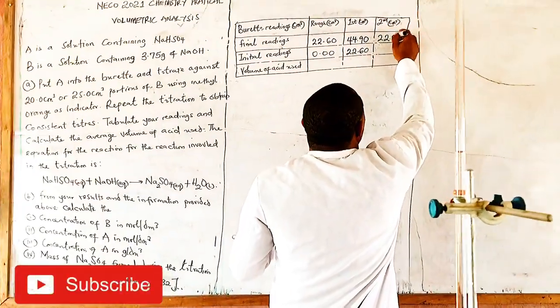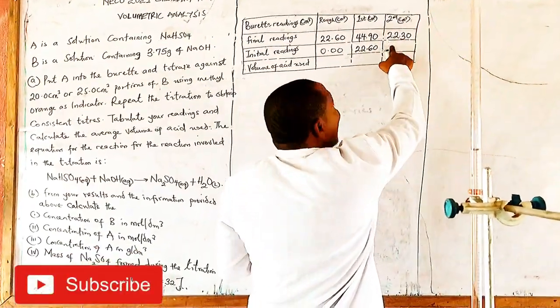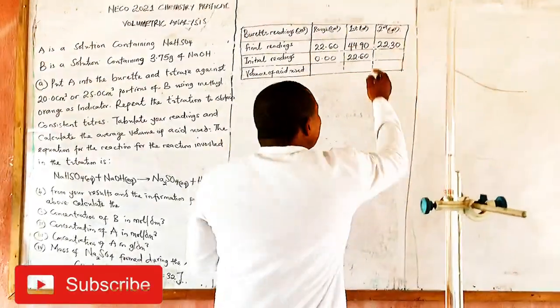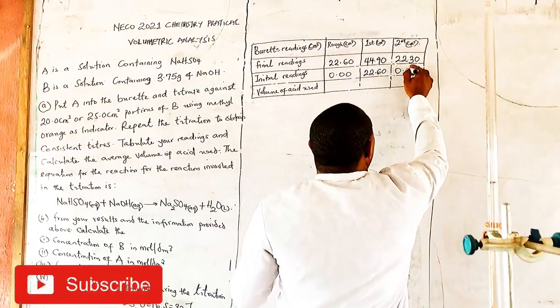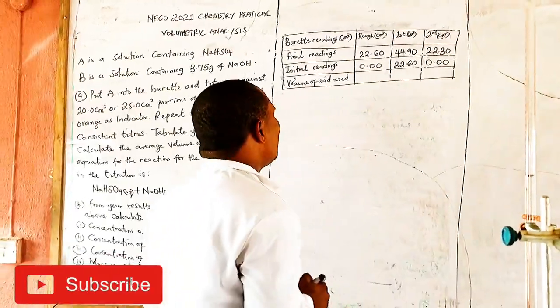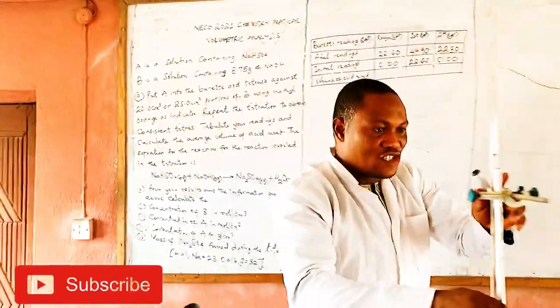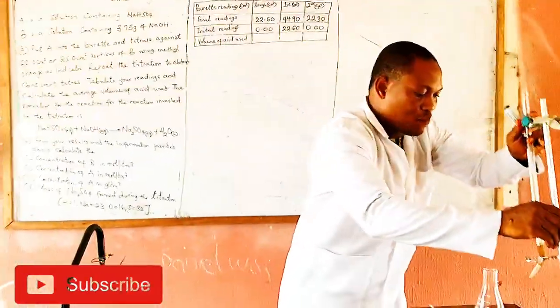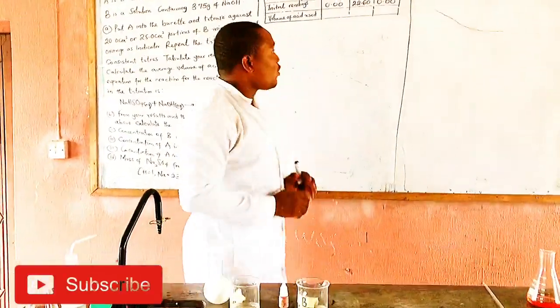Okay, 0.30. Don't forget, our initial now will be what? 0.00. So that will be 0.00. That's fine. We are done with this now. So you can just put it aside now. We are done with this.